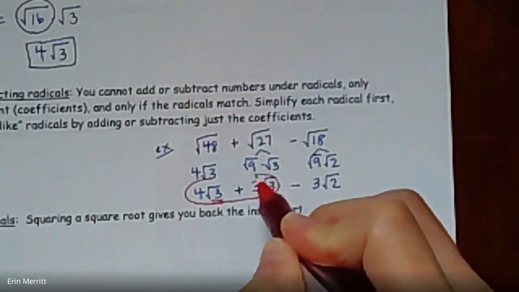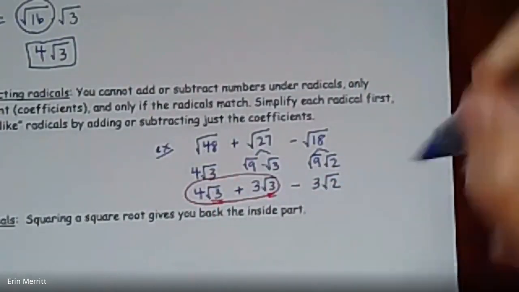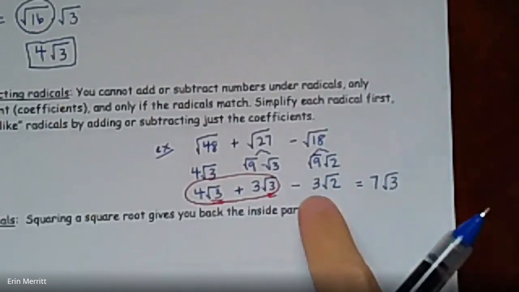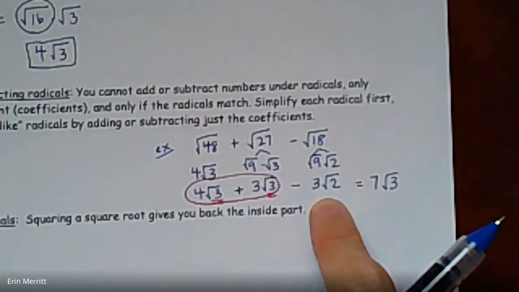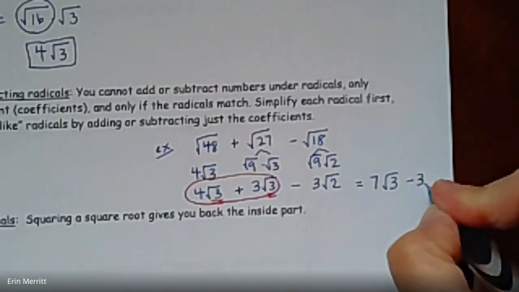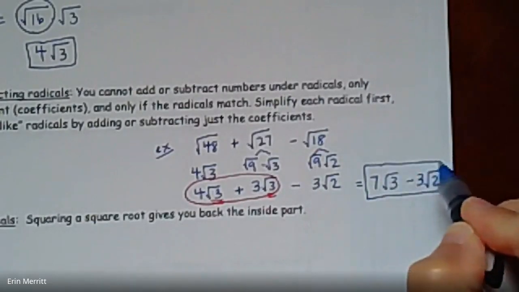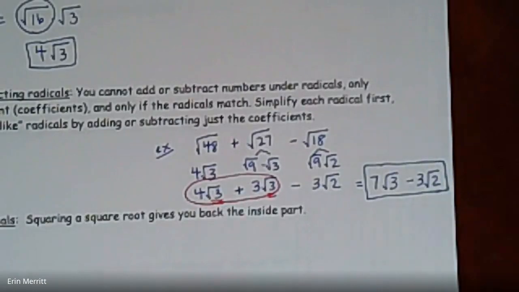We've got 4 radical 3's here, 3 more of them there, so we have a total of 7 radical 3's. And then we can't combine it with the radical 2 term, so we just keep it as is. So then minus 3 radical 2. That would be as far as you could go and leave it in exact form or simplest radical form.